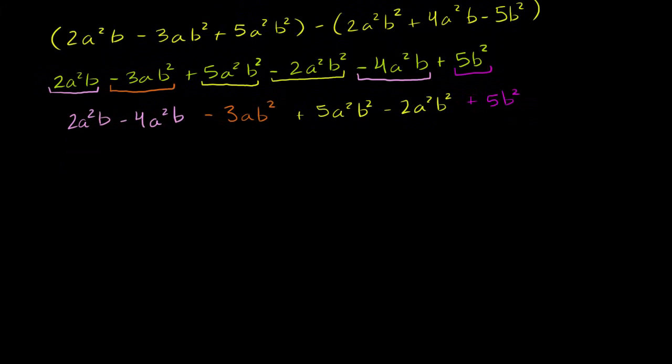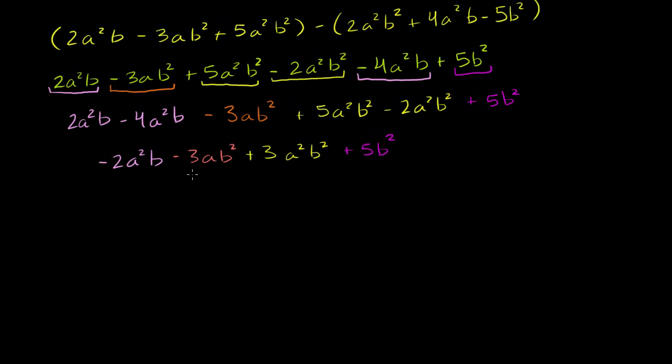And now I can add them. So this first group right here in this purplish color, 2 of something minus 4 of something is going to be negative 2 of that something. So it's going to be negative 2a squared b. And then this term right here, it's not going to add to anything, 3ab squared. And then we can add these two terms. If I have 5 of something minus 2 of something, I'm going to have 3 of that something. Plus 3a squared b squared. And then finally, I have that last term, plus 5b squared. Now here, and we're done.